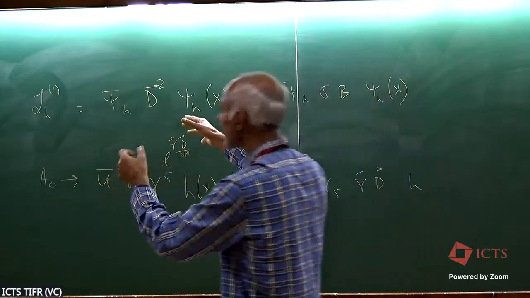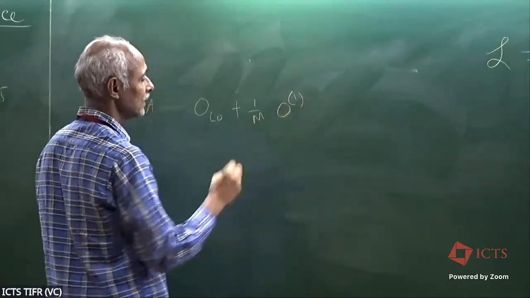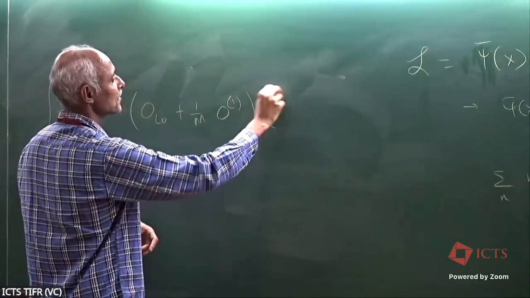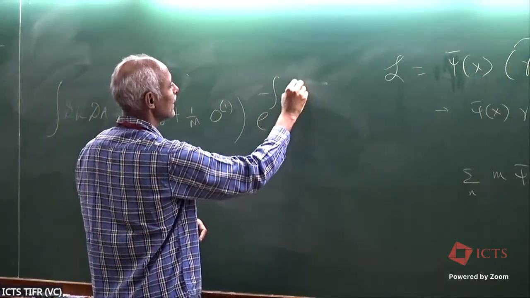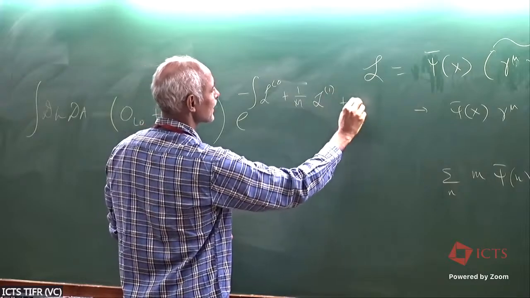So when I write it like this, the total calculation, of course, becomes O leading order, which in this case is the static part of the A0 current, plus let's say 1 over m O1, times e raised to minus the integral of L leading order, where L leading order is LH plus LH bar, plus 1 over m L1, and of course there are higher order terms.